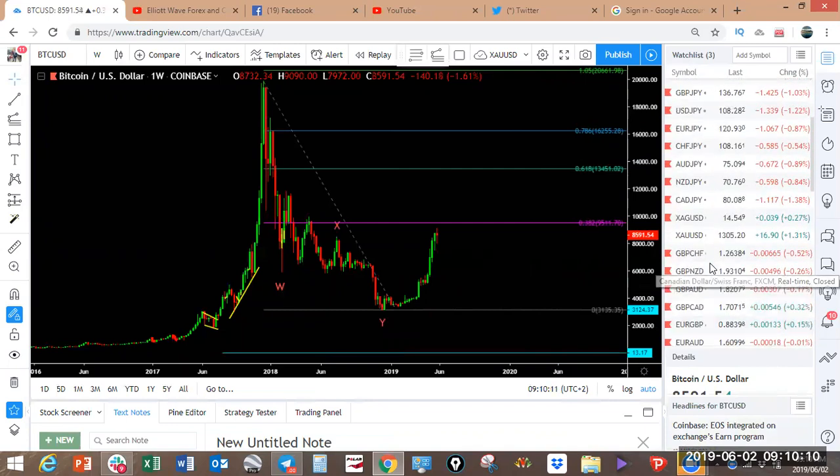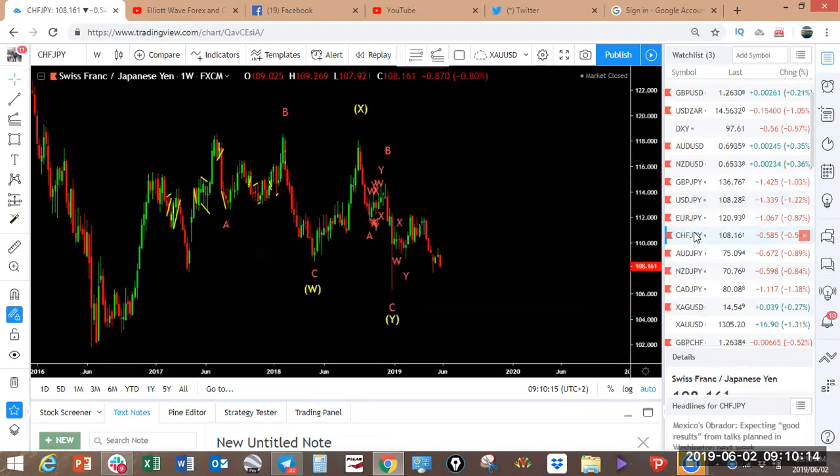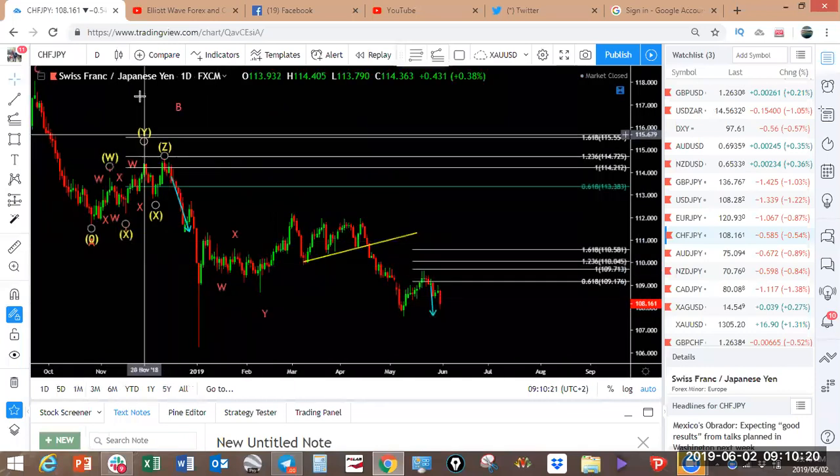Let's have a look here at CHFJPY. It's going down with the rest of the yen pairs. We're going to update the rest. So let's just go here on the daily, or rather the 4-hour.